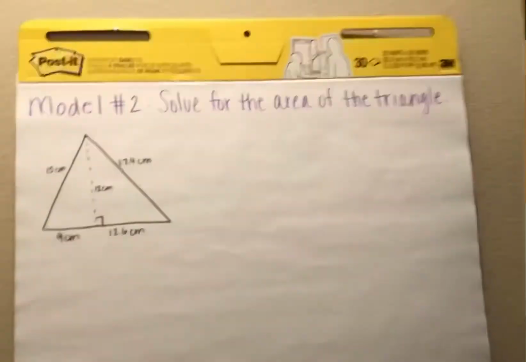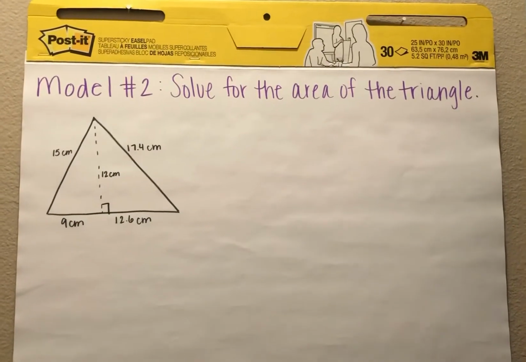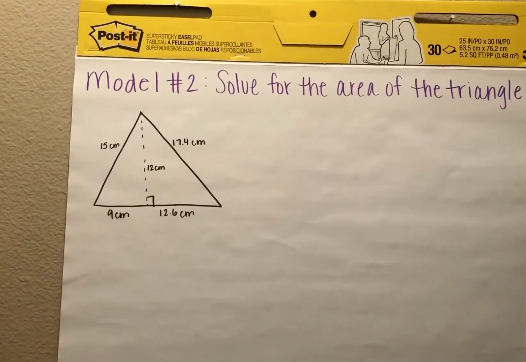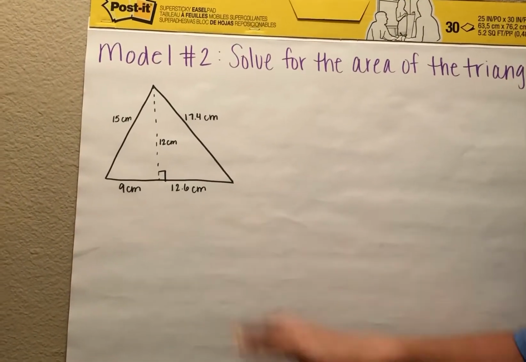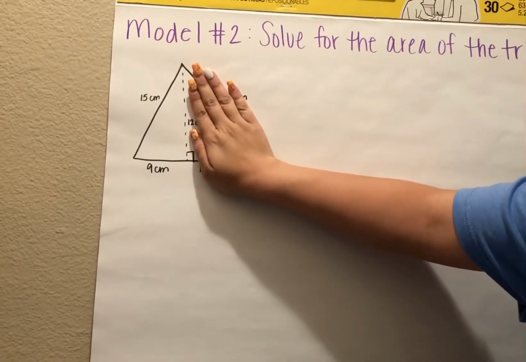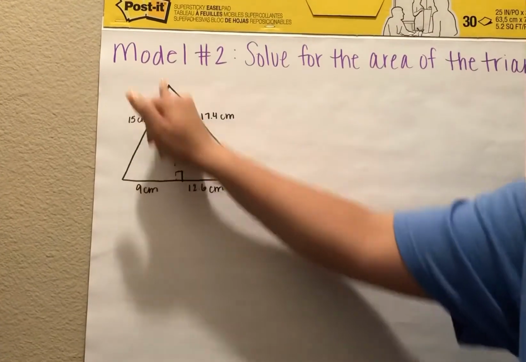Now let's look at problem at model 2. It reads, solve for the area of the triangle. I'm going to try a different strategy to find the area of the triangle. I see that both right triangles share the same height. So here's triangle 1, here's triangle 2, and they're both showing the same height.